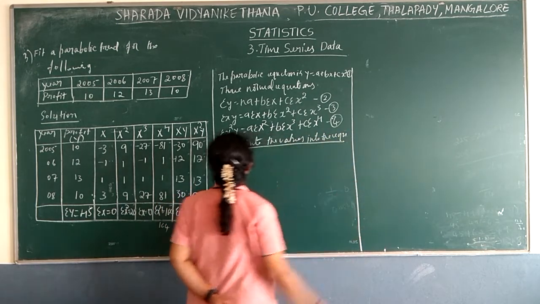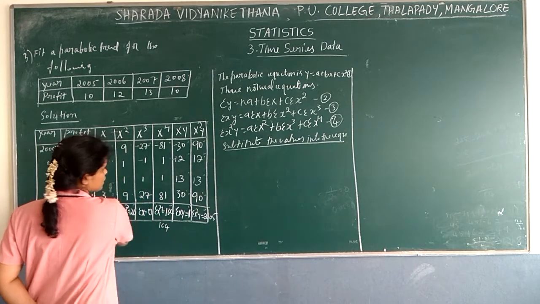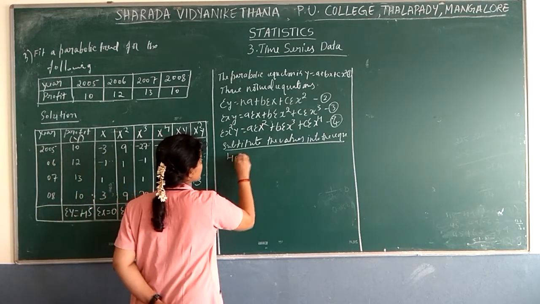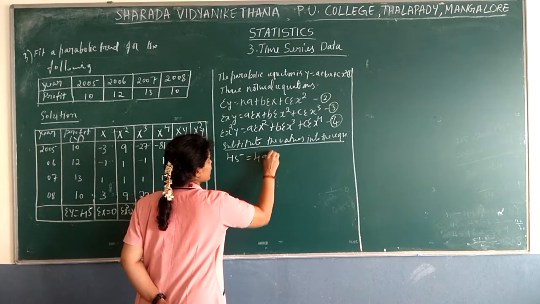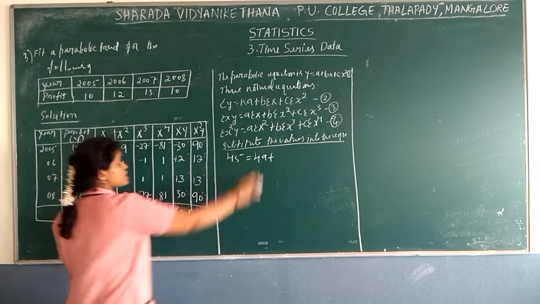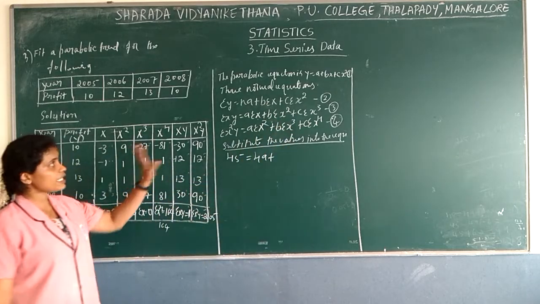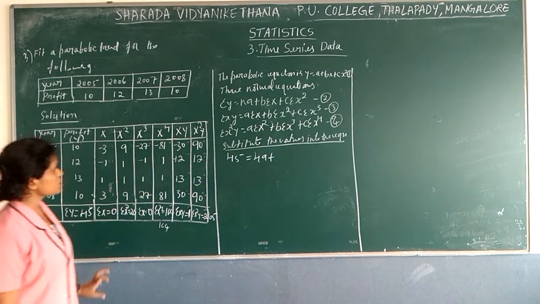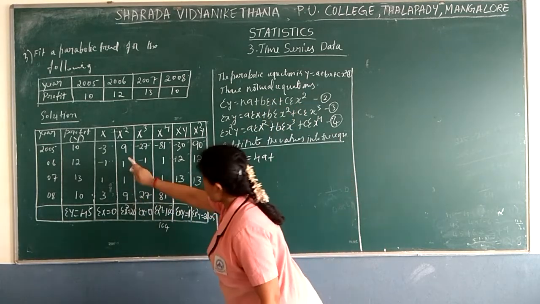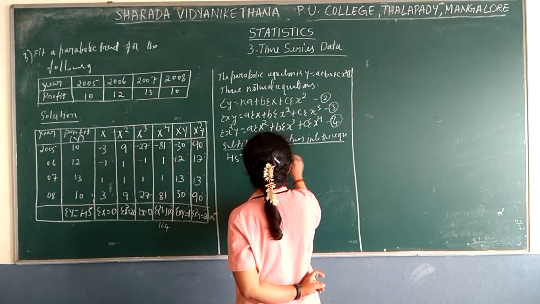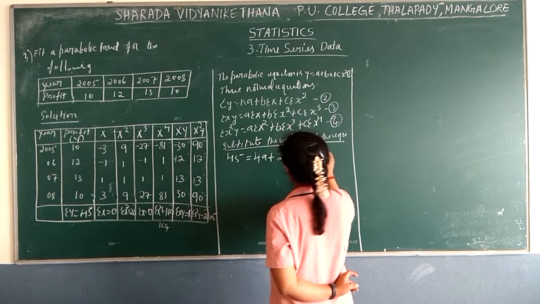When we substitute, sigma y is 45. N, how many number of series? 4. A, B sigma x and x cube always 0. X is 0, so this doesn't come. X square it is 20, so 20c. This is the fifth equation.